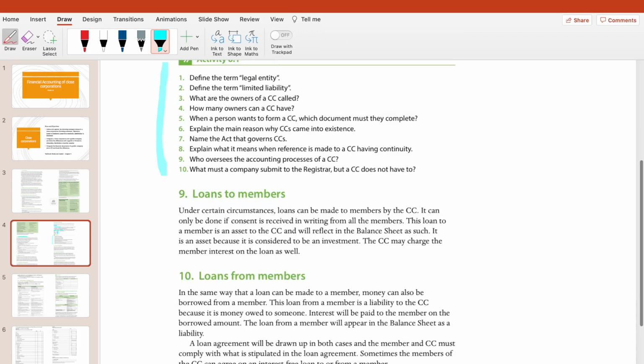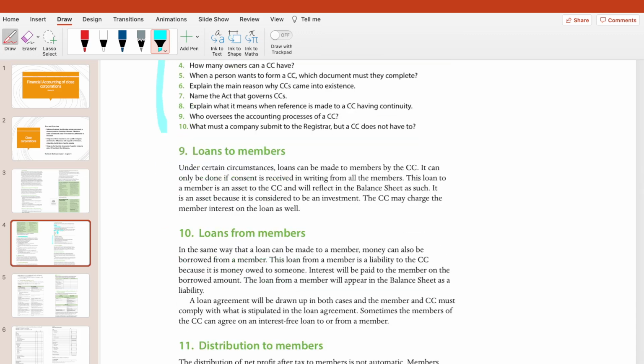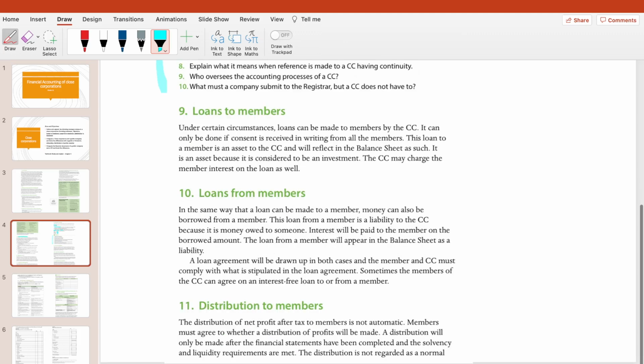Now there are loans to a member. Under certain circumstances, loans can be made to members of the CC, and that can only be done if consent is received in writing from all the members. A loan to a member is an asset to the CC, because they will have to pay it back, and that will be reflected in the balance sheet also. And it is an asset because it's considered as an investment. The CC may also charge that member, to whom they loaned the money, interest as well.